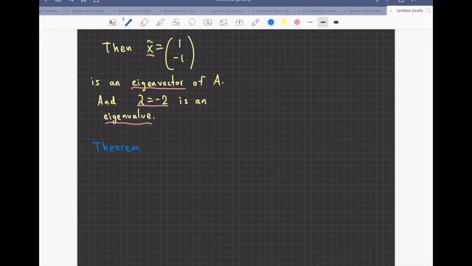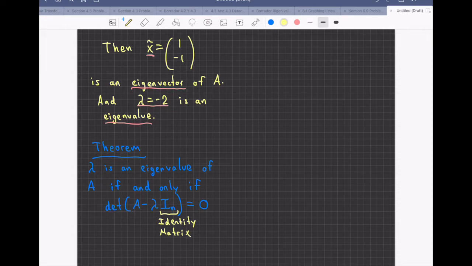But how to find the eigenvalues for a given matrix? Theorem. Lambda is an eigenvalue of A if and only if the determinant of A minus lambda times the identity with size n is equal to 0. Remember, this matrix is the identity matrix with size n, assuming that, of course, A is size n by n. So how can we find the corresponding eigenvalues? We have to find the determinant of this matrix.